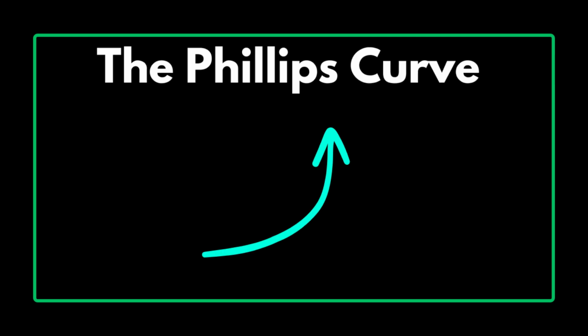The Phillips Curve is an important economic concept that describes the relationship between inflation and unemployment. It was first introduced by economist A.W. Phillips in 1958 when he studied wage data in the United Kingdom and noticed a pattern. He found that when unemployment was low, wages tended to rise more quickly, which suggested that inflation would also increase. On the other hand, when unemployment was high, wages rose more slowly or even declined, leading to lower inflation. This observation led to the idea that there is an inverse relationship between inflation and unemployment, meaning that when one goes up, the other goes down.